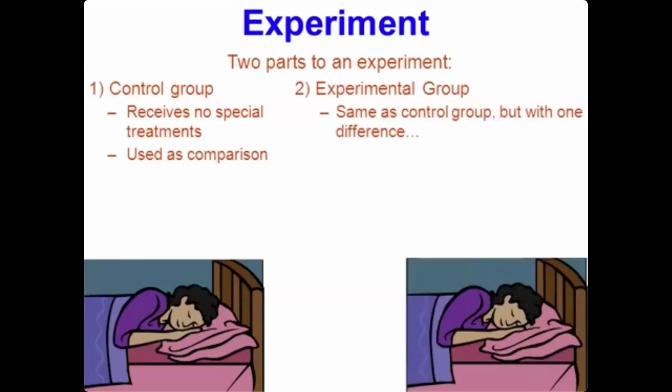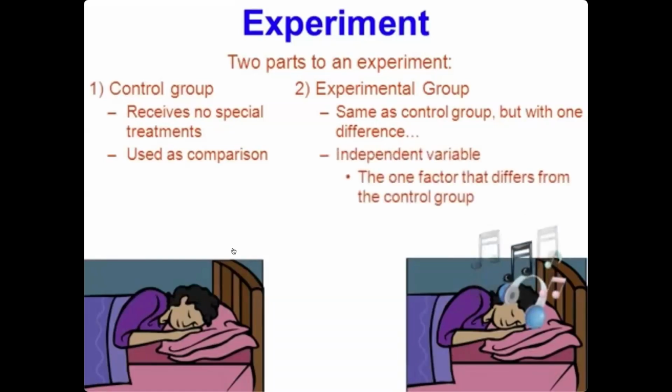And notice from the picture here, the picture on the left and the picture on the right are exactly the same, because the control group and the experimental group, you set them up exactly the same, but with one little difference. In our animation, there she is listening to music. There's that one little difference. The one little difference between the control group and the experimental group is what we call the independent variable. It's the one factor that's different. All other factors are supposed to be the same, except for the independent variable. The independent variable is the factor that we're testing. In this fictional study, we're testing whether or not music affects our ability to sleep.